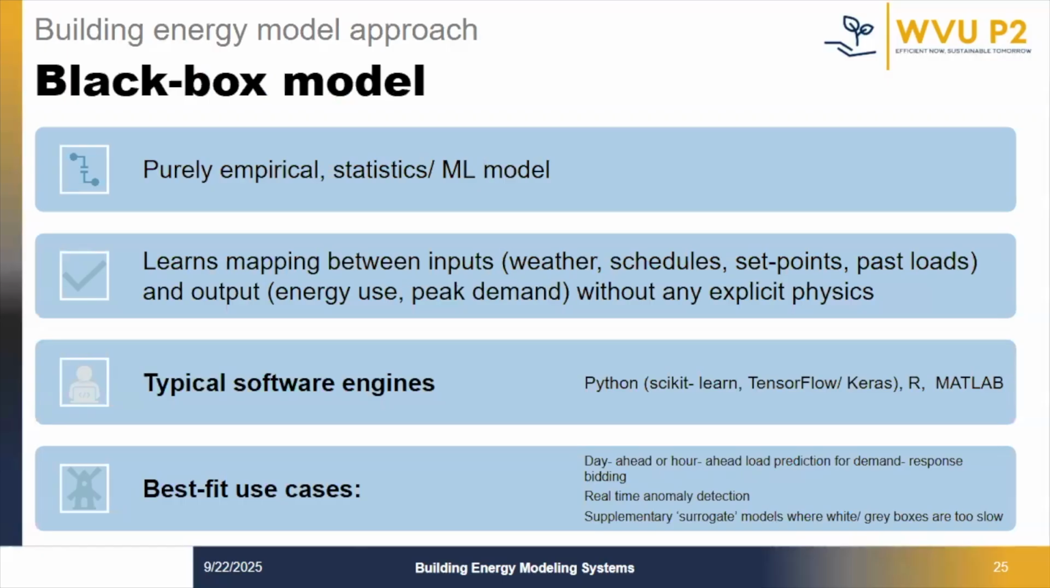Black box models use machine learning to predict energy use based on inputs like weather, schedules, and past demand, where there is no physics involved. They are built using tools like Python, R, or MATLAB. Black box models are ideal for fast tasks like day-ahead forecasting, real-time anomaly detection, or acting as a backup when physics models are too slow.